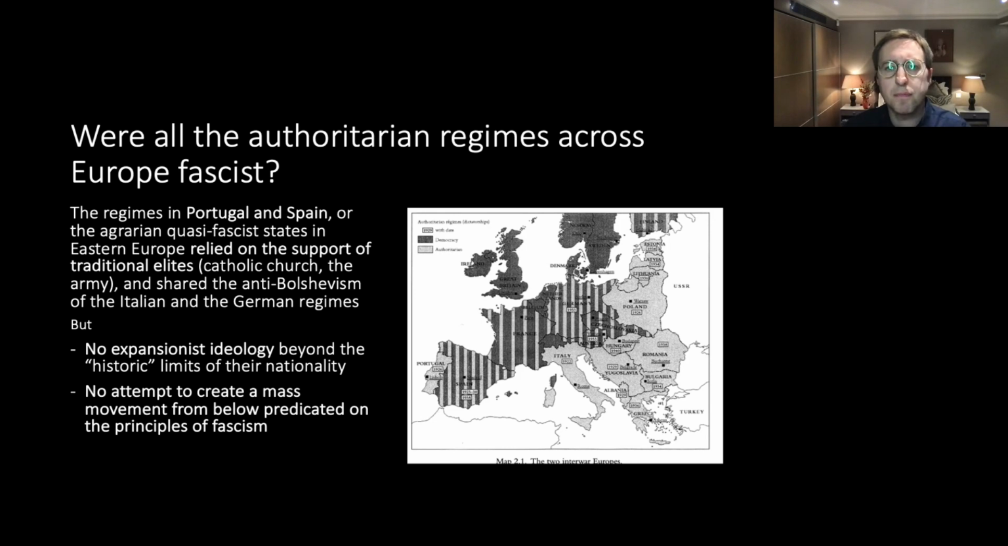Well, the Spanish case is somewhat closer to the Italian case, but nonetheless, in Spain, as we shall see with Franco, we don't quite have an expansionist motive there. Whereas in Italy and specifically in Germany, we have plans for world domination that exceed the boundaries of what the nation state is at the time.